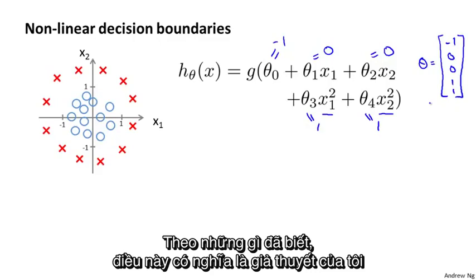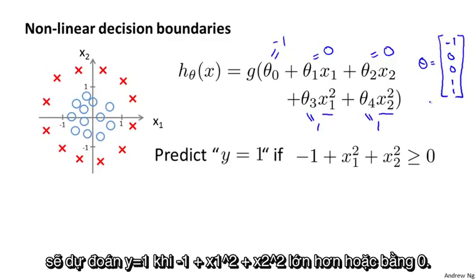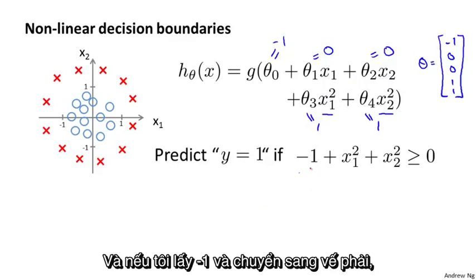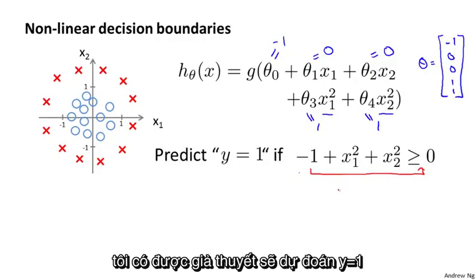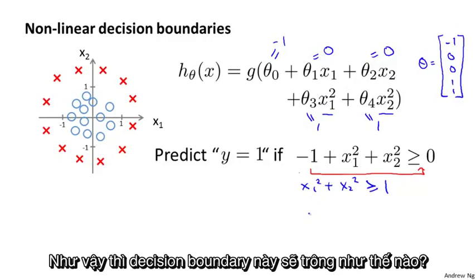Following our earlier discussion, this means that my hypothesis will predict that y is equal to 1 whenever minus 1 plus x1 squared plus x2 squared is greater than or equal to 0. This is whenever theta transpose times my features is greater than or equal to 0. And if I take minus 1 and bring this to the right, I'm saying that my hypothesis will predict that y is equal to 1 whenever x1 squared plus x2 squared is greater than or equal to 1. So what does this decision boundary look like?